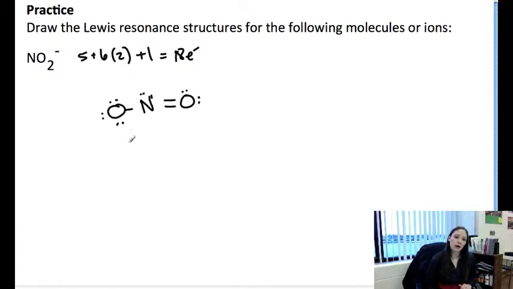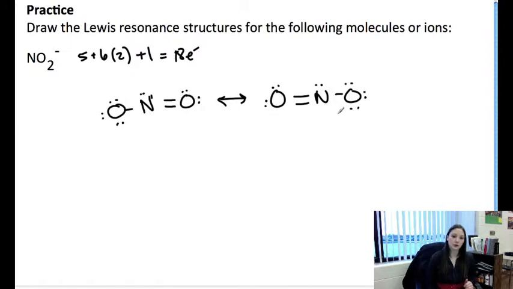So here's one possible Lewis structure, but I can also have, when we do a double-sided arrow here, a resonance structure with a double bond on the other side. So same thing, just bonded to it, the different oxygen. And these would be our 2 possible Lewis structures, or resonance structures, for NO2 minus.